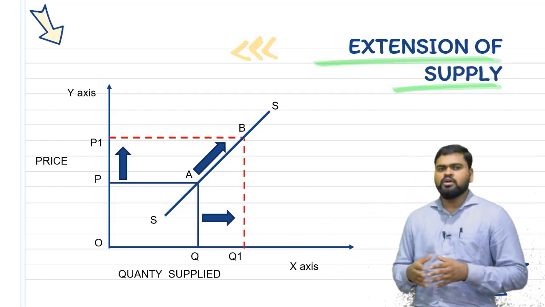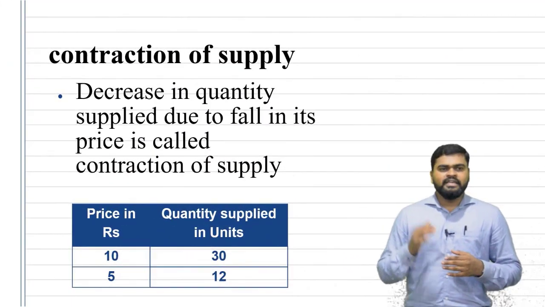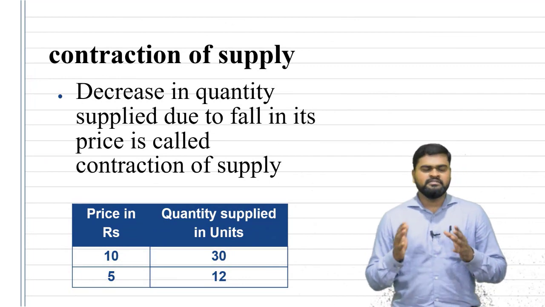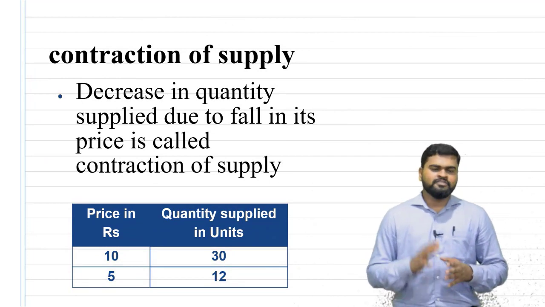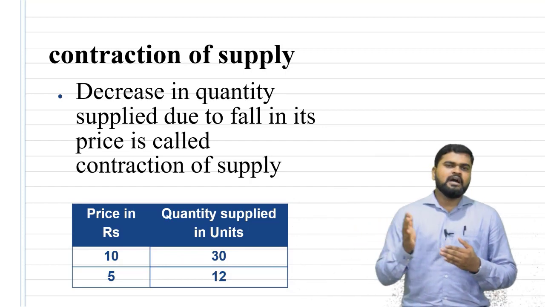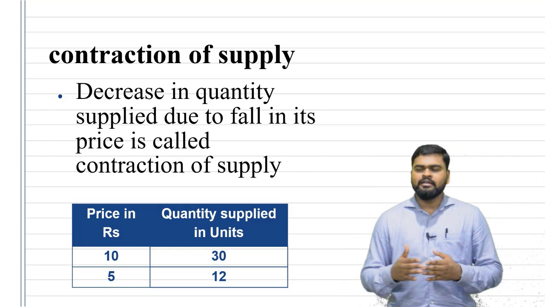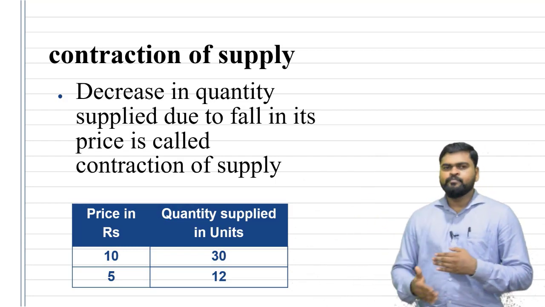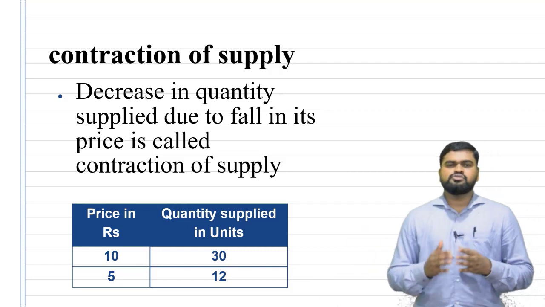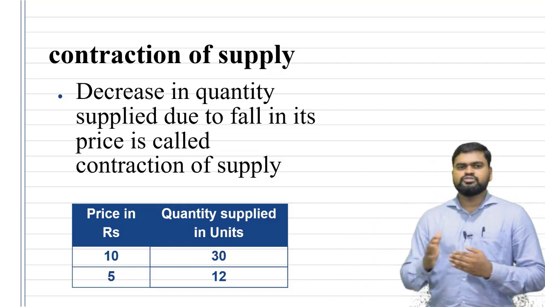Next we will move on to the contraction of supply. The meaning of contraction of supply is a decrease in quantity supplied due to a fall in its price. It's simply called contraction of supply, which also means when price decreases, quantity supplied also decreases. If you look at the schedule, when price is 10, quantity supplied is 30. When price decreases to 5, quantity supplied also decreases to 12, which means when price decreases, quantity supplied also decreases.